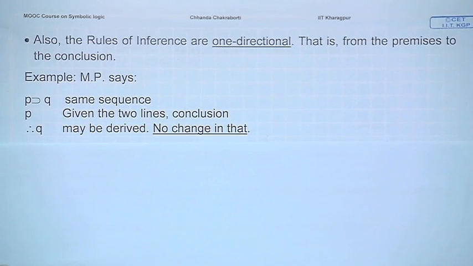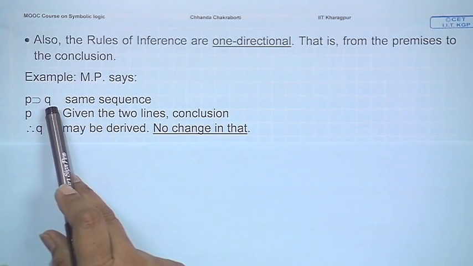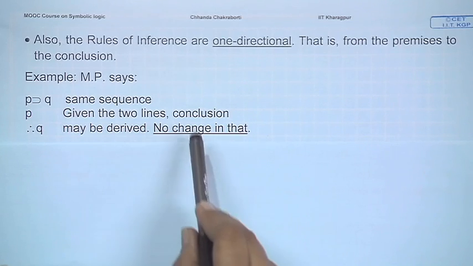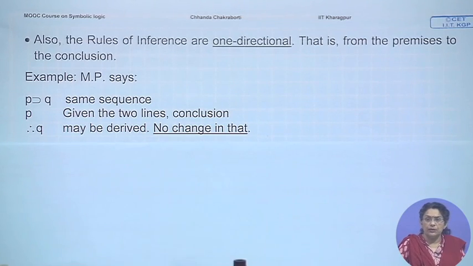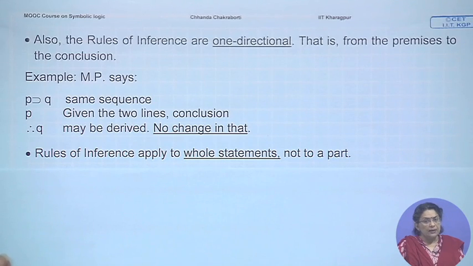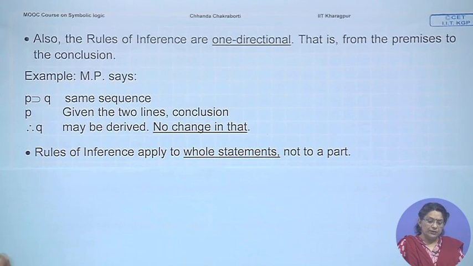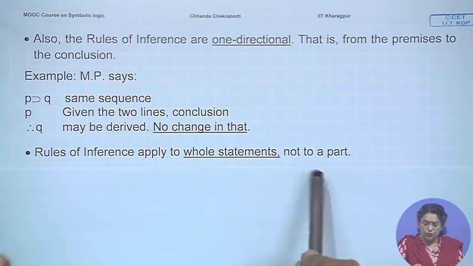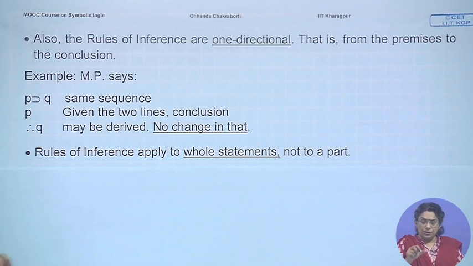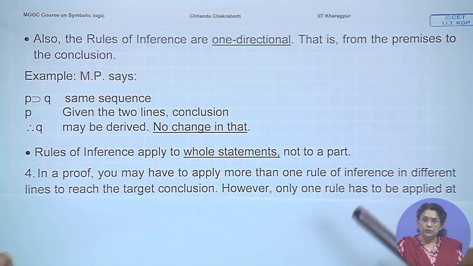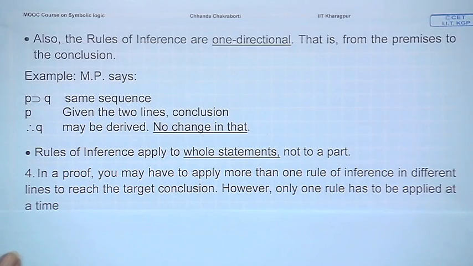Now, modus ponens says that you have to have P horseshoe Q and P, and given these 2 lines the conclusion may be derived. There is no negotiation, no change is possible. The second point, which we will try to understand with examples, is that rules of inference apply only to whole statements, not to a part. So, you have to have them as whole statements before you can apply them, which is what I have tried to explain to you, but we will take this point again with an example to make it clearer.